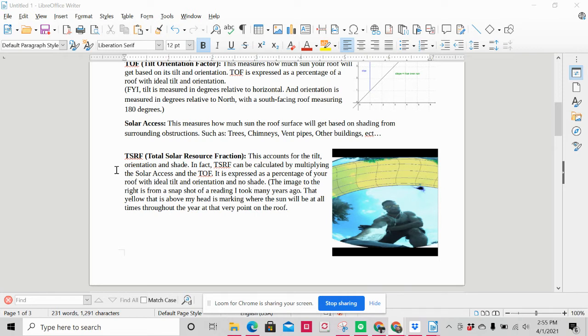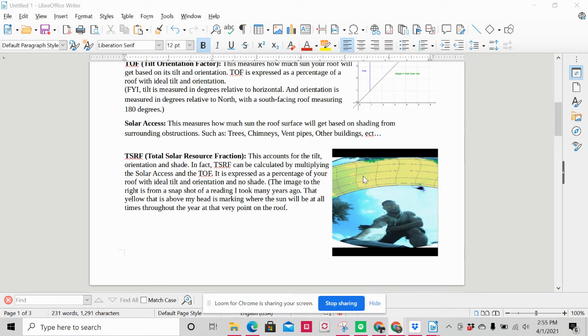It essentially talks about the overall production or viability of that section of the roof or that site. Frequently with some of these pieces of software, it'll break it down per panel so you can see what the TSRF is per panel. Otherwise, sometimes you can see it per entire site.